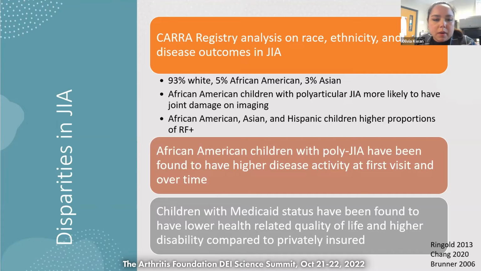African American children with polyarticular JIA have been found to have higher disease activity at first visit, as well as over time. And children with Medicaid status have been found to have a lower health-related quality of life and higher disability compared to those who are privately insured.